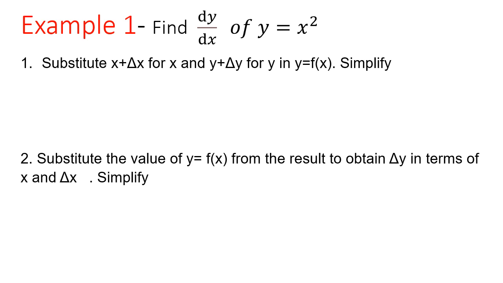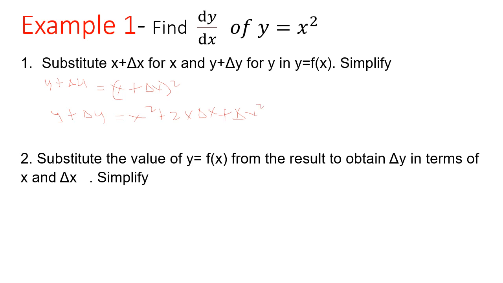For example, substitute x plus delta x for x and y plus delta y for y in y equals f of x. So you have this one: y plus delta y equals x plus delta x squared, or y plus delta y equals x squared plus 2x delta x plus delta x squared.